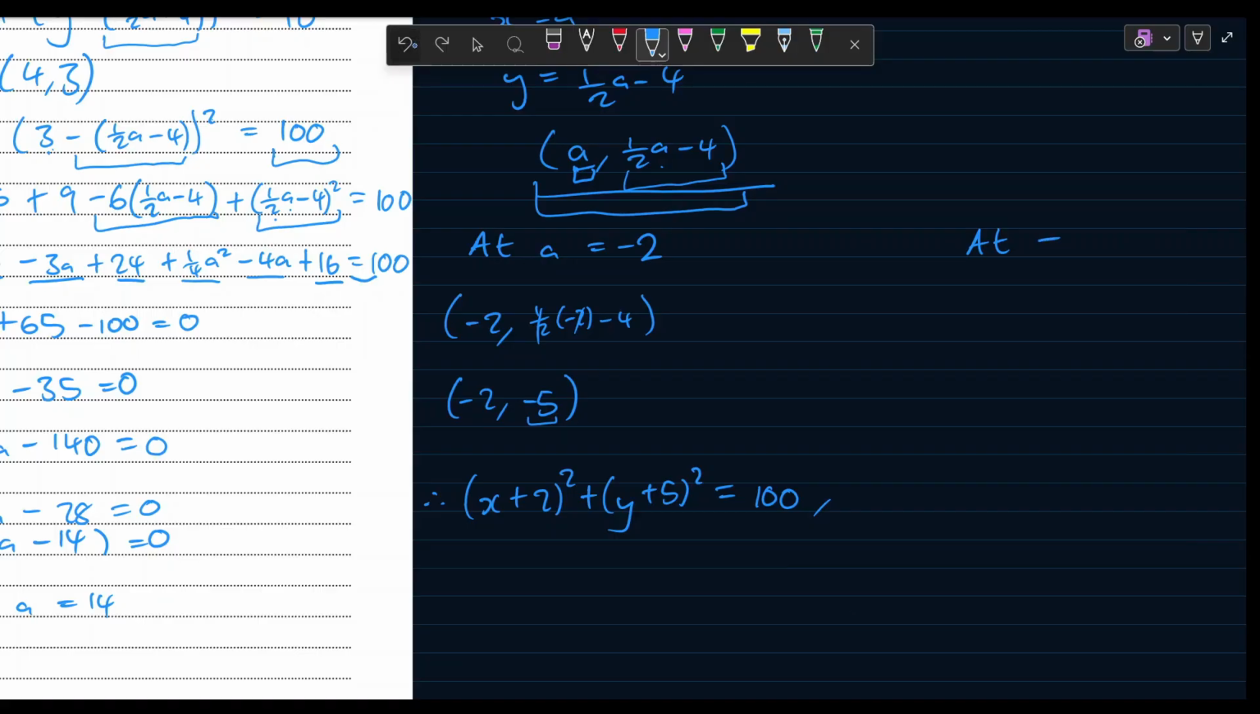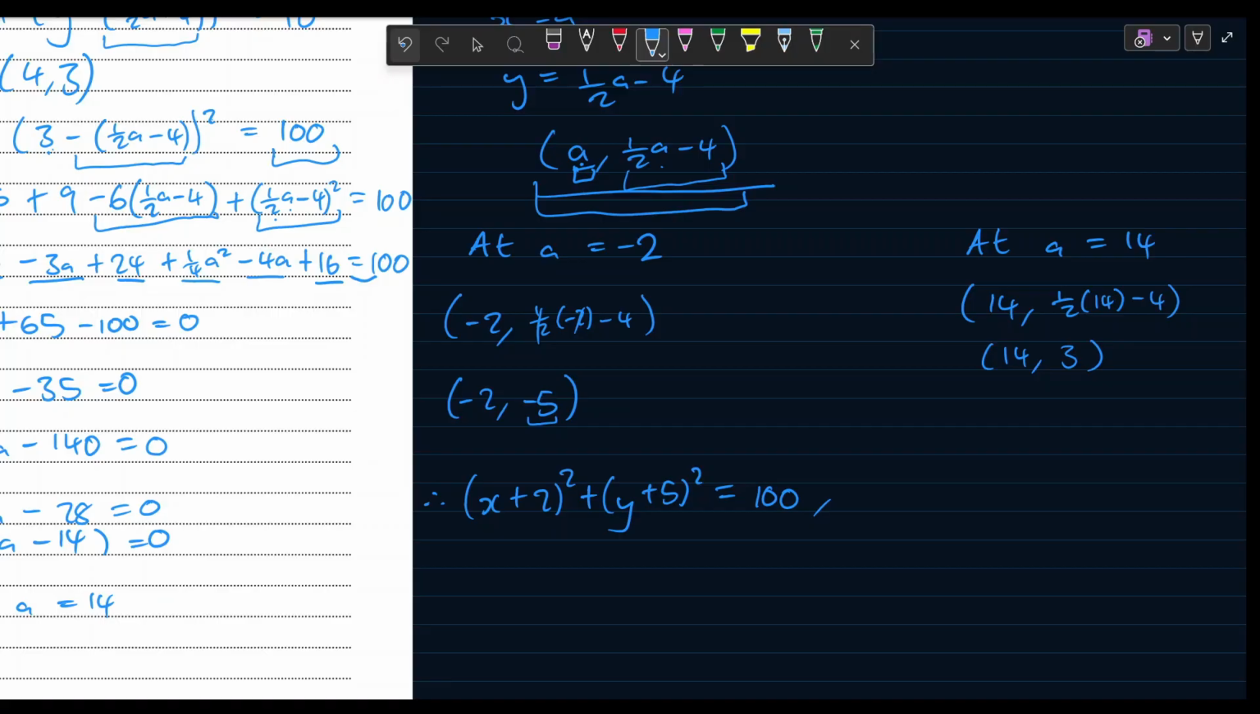At a is equal to 14. So here we'd get that our a is 14, and then half times 14 minus 4. So this is 14, half of 14 is 7, minus 4 is 3. Okay, so our coordinates of the center here are going to be 14 and 3.